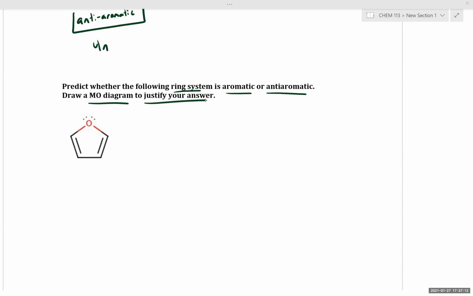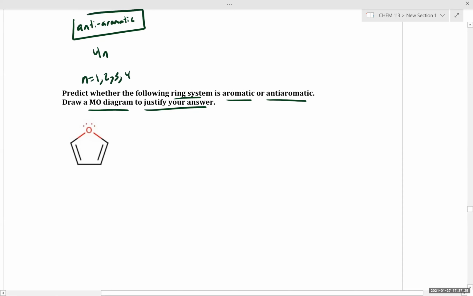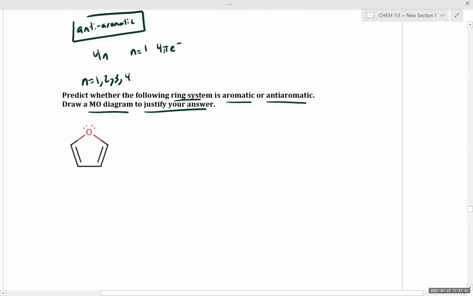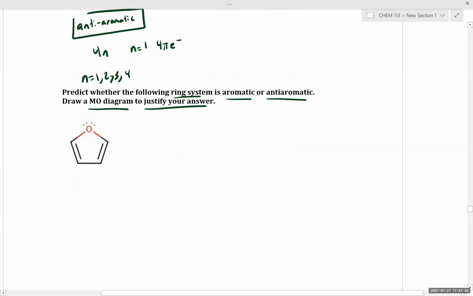Professor? Yes. In the 4n rule, is n the number of lone pairs? N is just an integer. It can be 1, 2, 3, 4, etc. So in this first case, when n is equal to 1, we have 4 pi electrons because 4 times 1 is 4. Does that make sense? Yeah. Perfect.